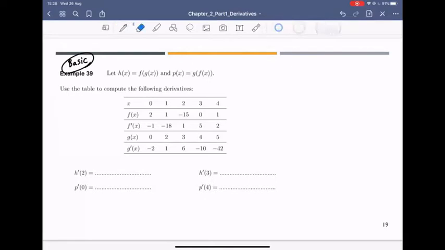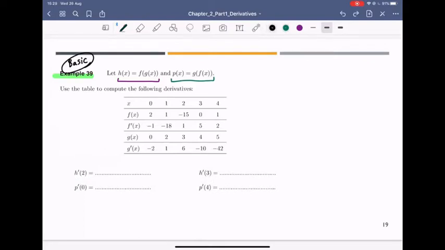So example 39. I have the function h, which is the composite function of f and g. And I have the function p, which is the composite function of g and f. And here, I want you to compute h prime at 2 and h prime at 3, p prime at 0, and p prime at 4. All right, so let's do this together.